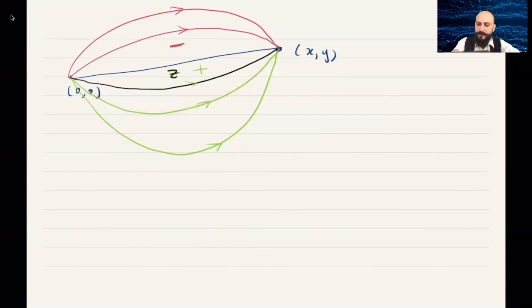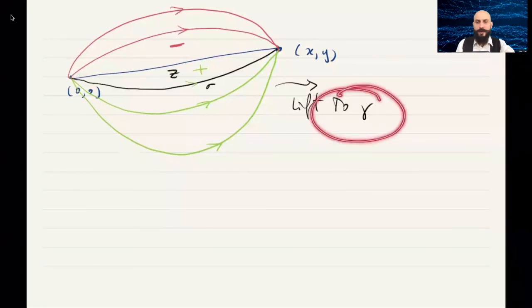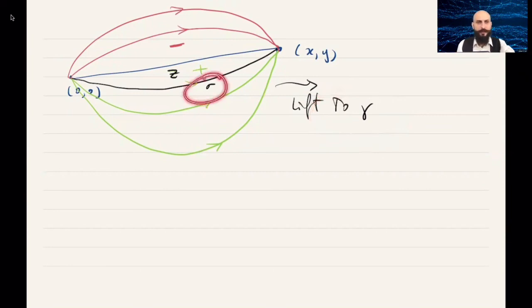is a curve connecting 0, 0, 0 to x, y, z. And remember that the length of gamma with respect to our scalar product is the same as the length of sigma.